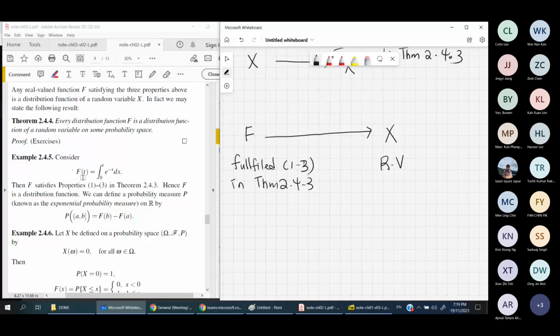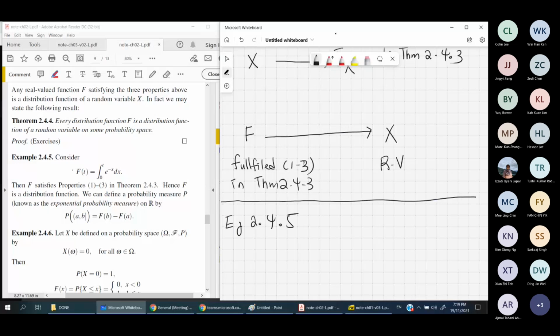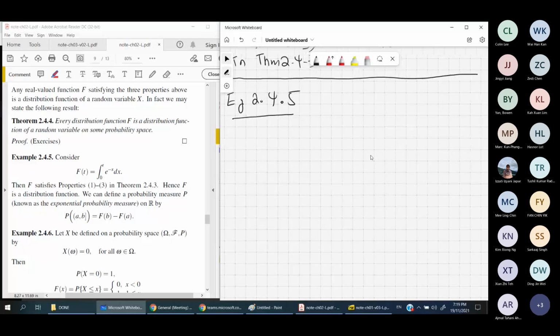Okay, let's say we look at this function. F(t) is where we integrate this e to the negative t. Then you can work out the calculation. So F satisfies the 3 properties 1 to 3 in Theorem 2.4.3. So if you consider F(t) equals this.